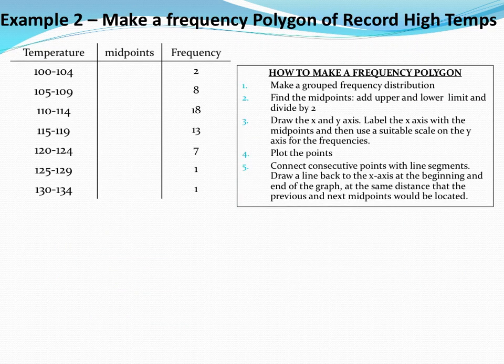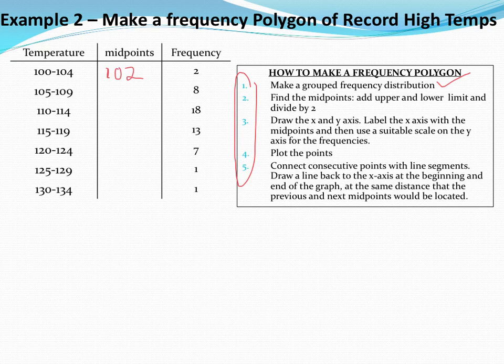Example 2, make a frequency polygon of record high temps. Here are my steps on how to do it, and here's my table. Again, this is the same temperature table we keep dealing with. The very first thing is to make a grouped frequency distribution. Well, we've done that. Second thing, find the midpoints. How do I find the midpoints? You add the upper and lower limit and divide by 2. So 100 plus 104 divided by 2. You only have to do that one time.